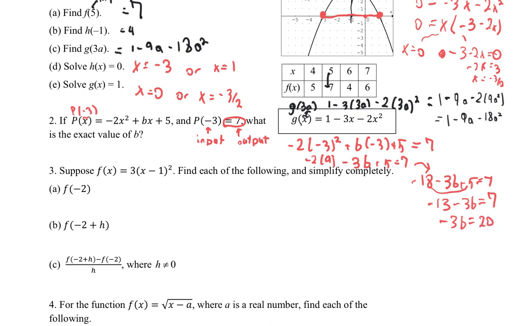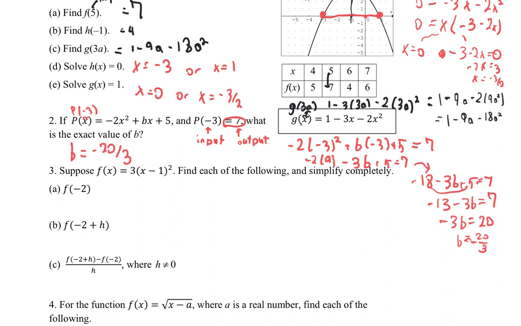And lastly, I'll divide each side by negative 3. So I get b equals negative, because there's a negative 3 over, negative 20 over 3. Just dividing by negative 3 makes that negative. So what is the exact value of b? That is negative 20 over 3.